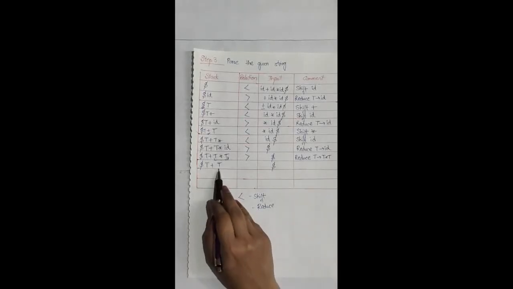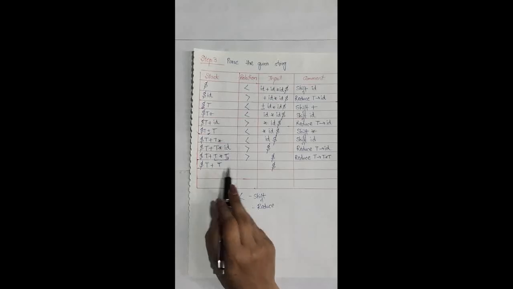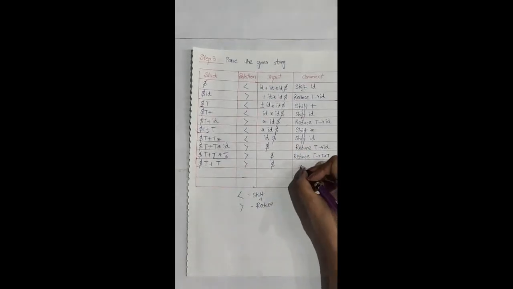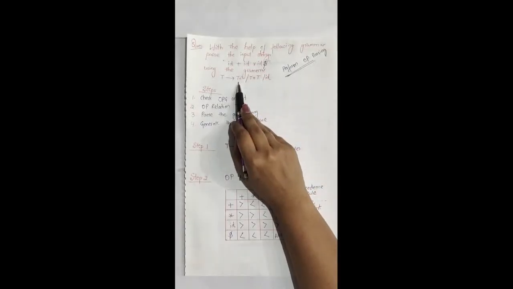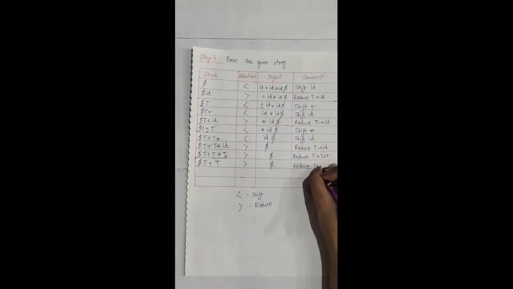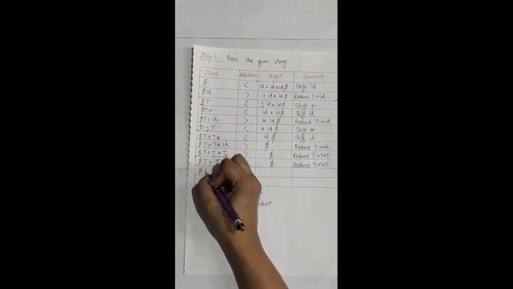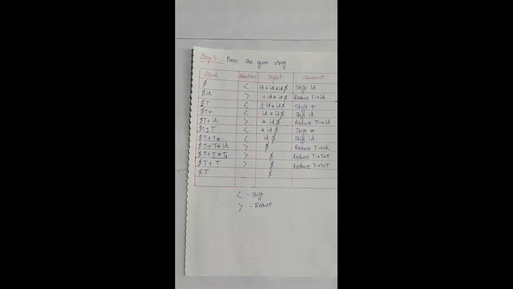Now again compare. Non-terminal we cannot compare. Plus, yes we can compare. Plus and dollar. Priority obviously plus. So reduce action again. So reduce what? T plus T. Again check the given grammar. T plus T, this can be substituted by T. So we'll reduce T plus T by T by using this production rule. So that means we are left with T, and here we are left with dollar.